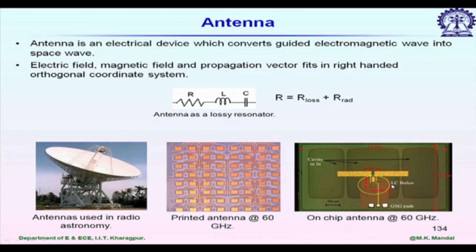At 60 gigahertz the wavelength is already 5 millimeter, and when we are designing on a PCB substrate, approximately we consider the wavelength to be lambda naught by root epsilon r. So, the antenna dimension sometimes becomes 1 millimeter or even less than that. There is a possibility to integrate an antenna on chip itself. We will see some examples. Sometimes even the packaging used for the integrated circuit can be used to incorporate the antenna structure.